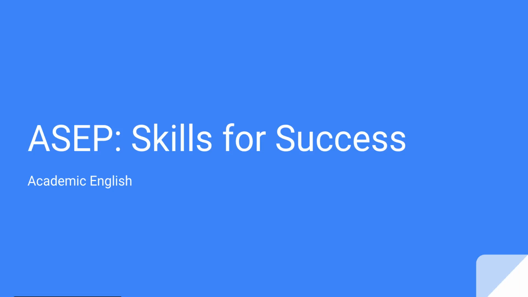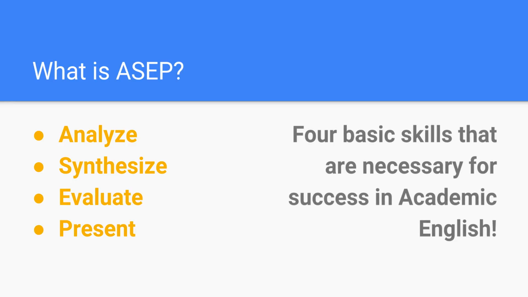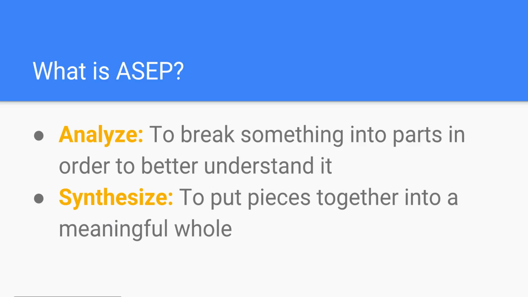Today's topic is ASEP. These are the skills you need for academic success. So what does that mean? It's an acronym for 4 skills: analyze, synthesize, evaluate, and present. And as I said, these are the 4 basic skills that are necessary for your success in academic English and even for your entire academic career. All right? So, what do these 4 things mean?